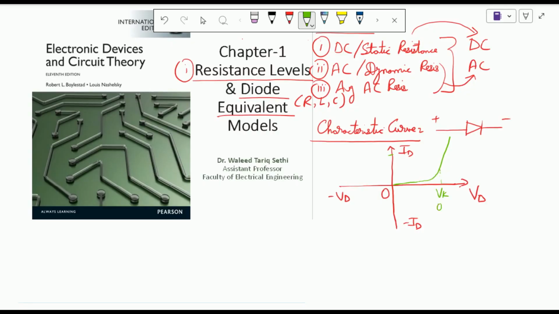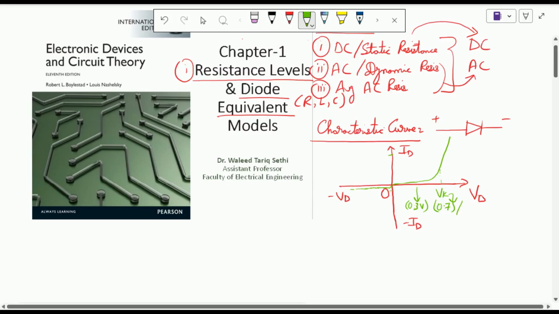For silicon, its value was 0.7 volts, and if we are using germanium, its value is normally 0.3 volts at this stage. So this is for silicon 0.7 and germanium 0.3, and on the opposite side we have a very small amount of current, normally in microamps. So this is the practical behavior of the semiconductor diode, which we termed as its characteristic curve.